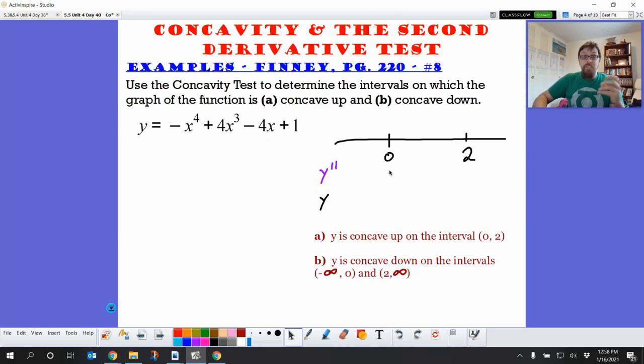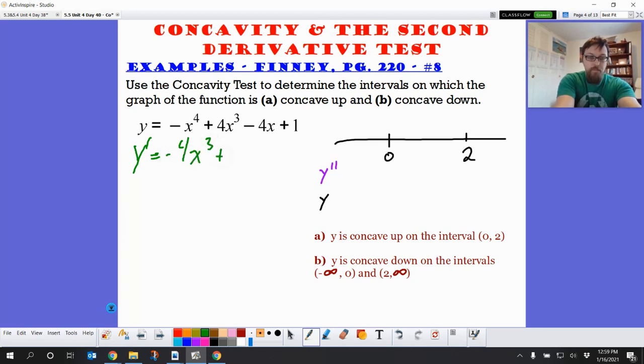So we're going to use the concavity test to determine the intervals in which the graph is concave up or concave down. To do that, we first need to figure out what our second derivative is going to be. So I have to take the derivative of this function twice. I'm a little nervous that my thing's going to crash, so I'm going to do that very carefully. Okay, cool. So y prime equals negative 4x cubed plus 12x squared minus 4.